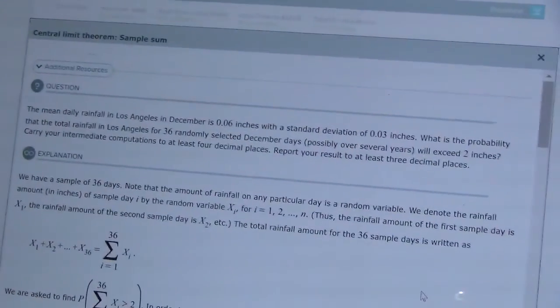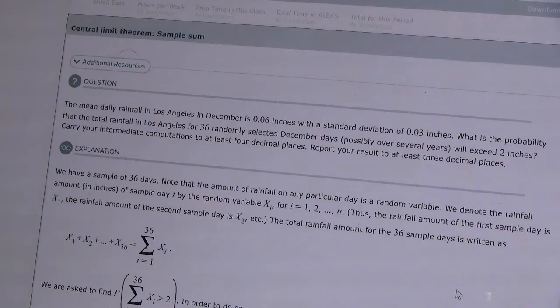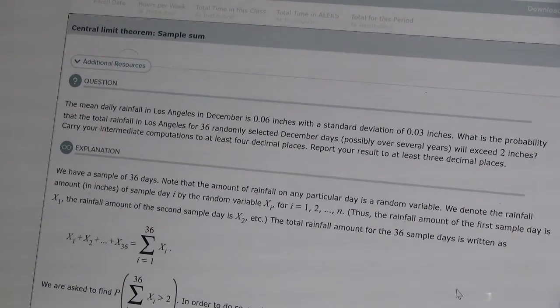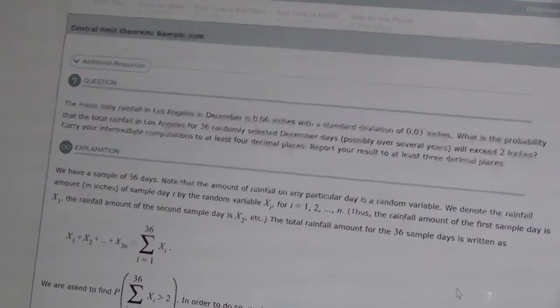So I see here that the mean daily rainfall in Los Angeles in December is 0.06 inches with a standard deviation of 0.03 inches. What is the probability that the total rainfall in Los Angeles for 36 randomly selected December days, possibly over several years, will exceed 2 inches? So again, this is going to be a greater than since it's an exceed one. Of course, carry the intermediate computations to 4 decimal places and report your result to at least 3 decimal places.